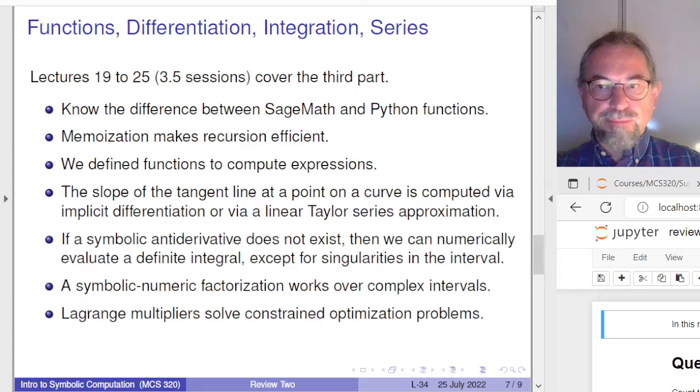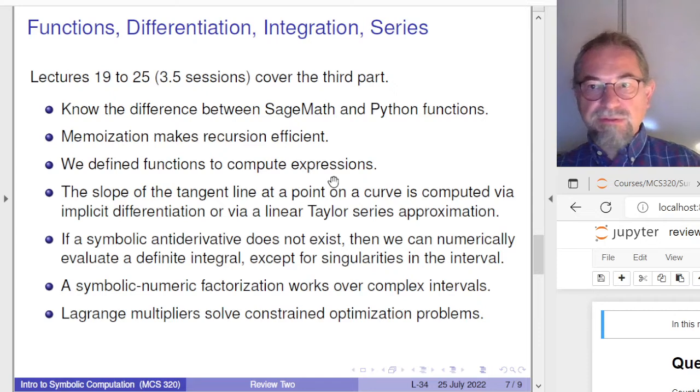The third bullet point here: we have seen how to define functions, how to compute with functions to compute expressions. I should say that there will be a list of review problems that I will present in the second part in this course. Please review also the quizzes, so that makes for 4 good problems. Also review the homework.